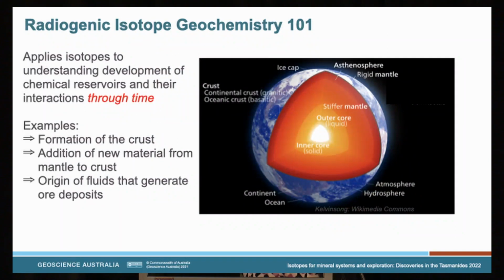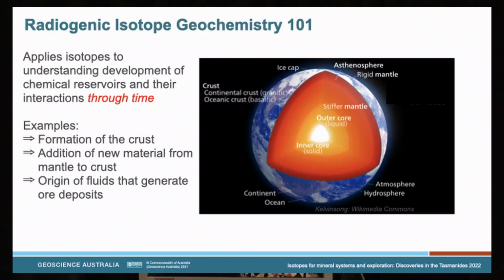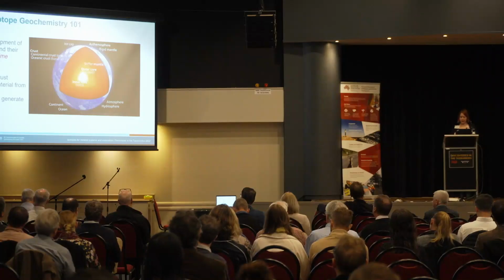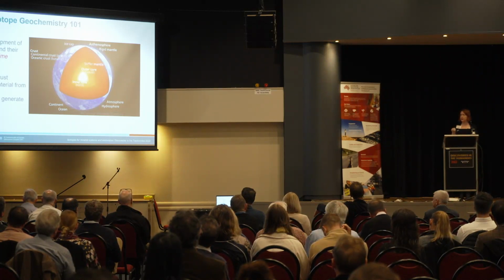So not only do these elements partition into different reservoirs, some of these elements are parent-daughter pairs that undergo radioactive decay. And so it's not just that this material moves into different reservoirs. When it's in there, it's also still changing composition through time based on the radioactive decay. So it's this property of time that comes into the radiogenic isotopes that is what makes them, to me anyway, so interesting. So yeah, I've just got some examples there as well.